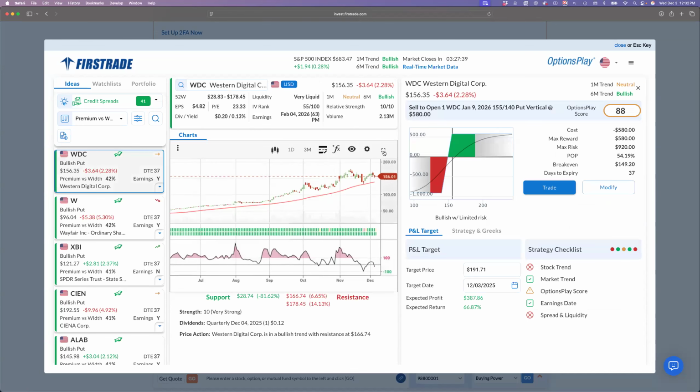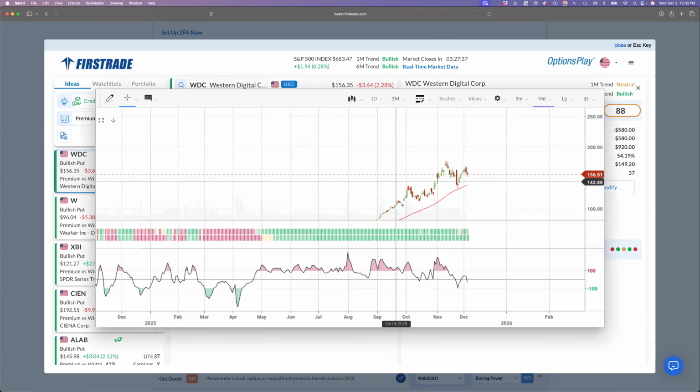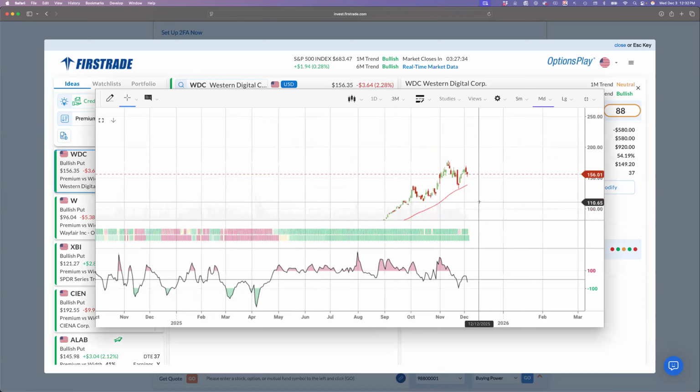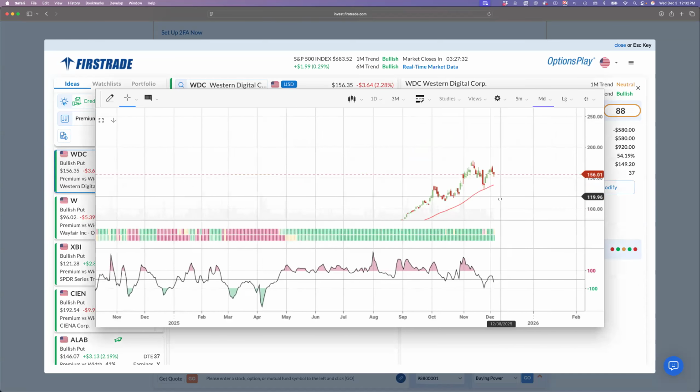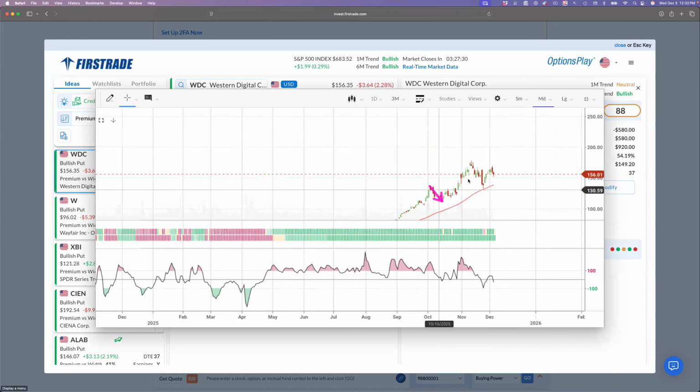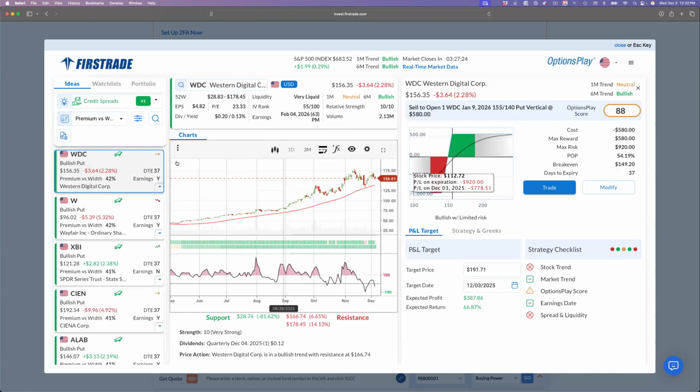Western Digital, as you can see, is clearly in an uptrend, right? There's no doubt about the fact that it's currently in an uptrend. And what we look for are these kinds of pullbacks in this uptrend for a potential buying opportunity. And that's exactly what we've gotten here in Western Digital. So you've got the timing aspect of it.